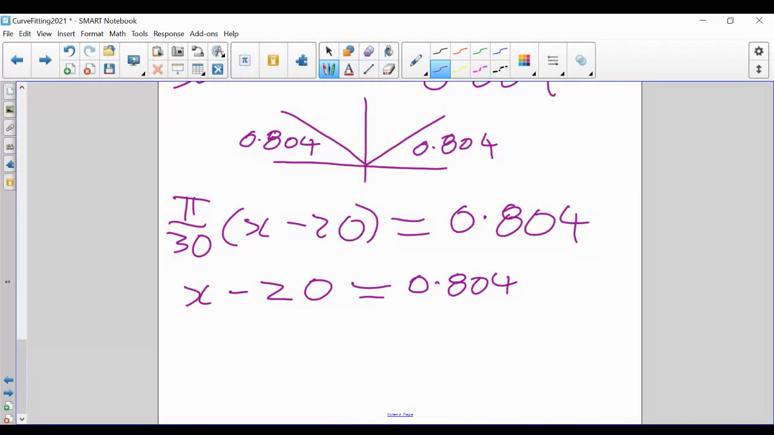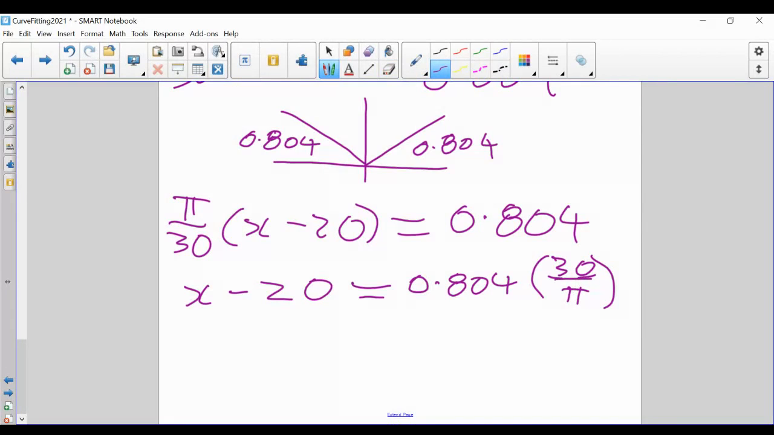Does anybody thank you? That's actually right. So is there a way that we can divide by pi over 30? Does anybody remember what we did? Multiply by the reciprocal. Exactly. So what we're going to do is multiply this by the reciprocal of pi over 30, which is 30 over pi. That's a very strange looking pi. Let's fix that.